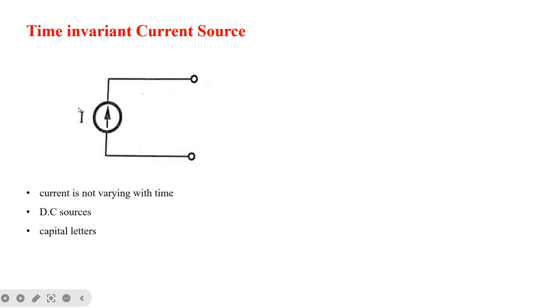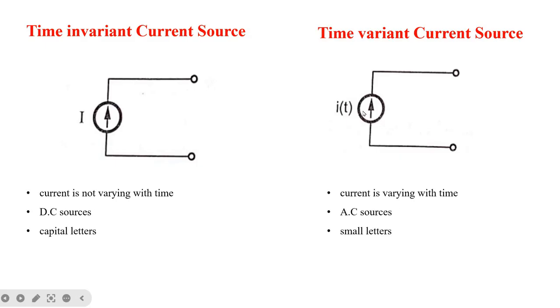And again, this can be classified as time invariant current source and time variant current source. This is the symbol for time invariant current source, and here the current is not varying with time. These are also called DC sources, and these are usually represented by capital letters. This is the time variant current source. Here the current is varying with time, and these are also called AC sources. These are usually represented by small letters. Here you can see it is represented by a capital letter, and here by a small letter.